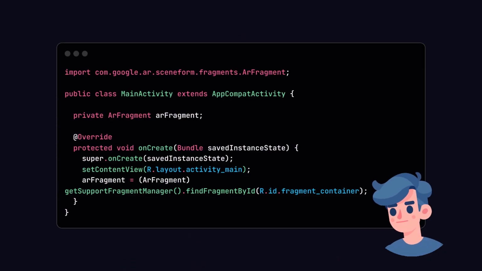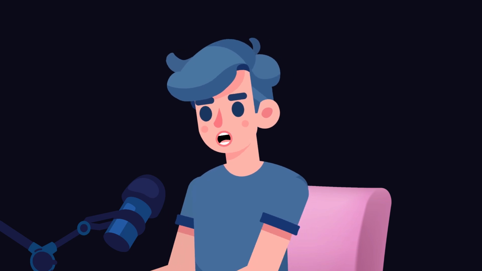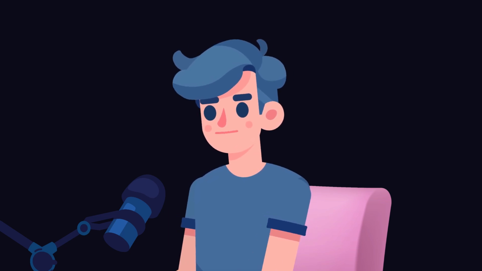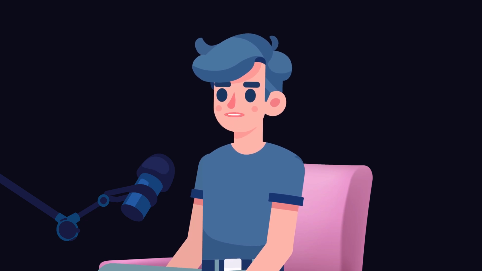Next, we will use the ArFragment class to render AR content in our app. In your main activity, add the ArFragment. In the above code, we first declare an ArFragment variable. Then we initialize it in our onCreate method by referencing the ID of the fragment in our XML layout.